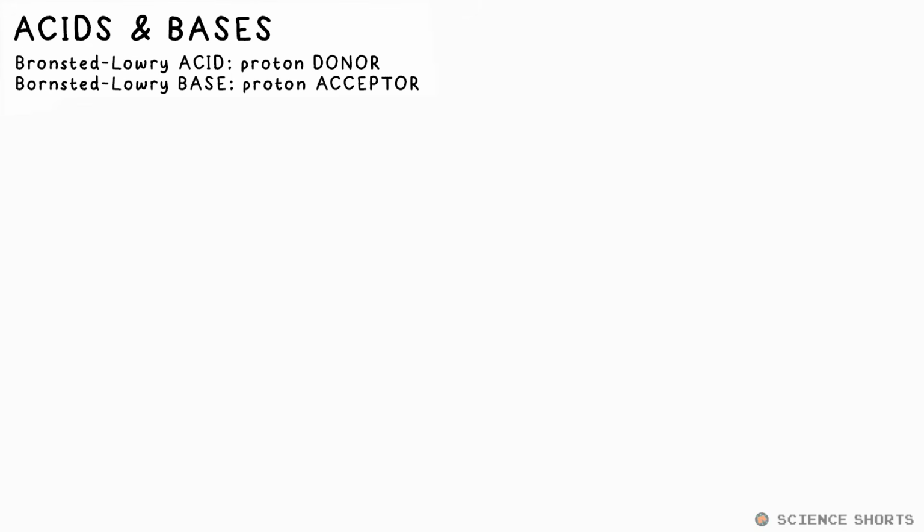We can define an acid as being a proton donor and a base or alkali as a proton acceptor. Why do we say a proton? Well, that's because that's exactly what a hydrogen ion is: a nucleus of one proton that's missing its electron.